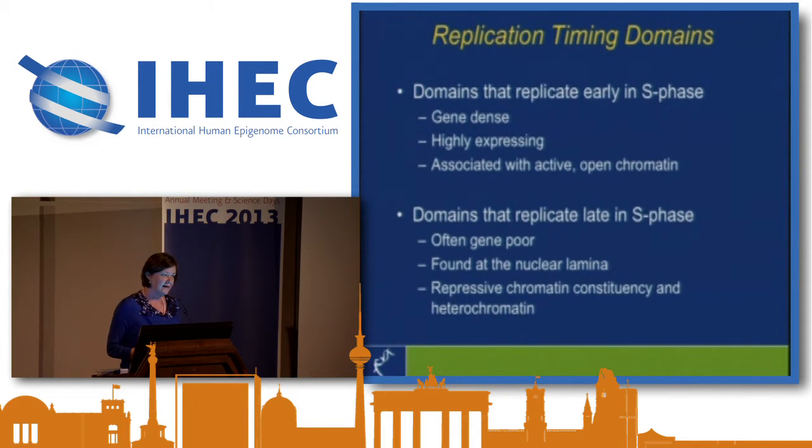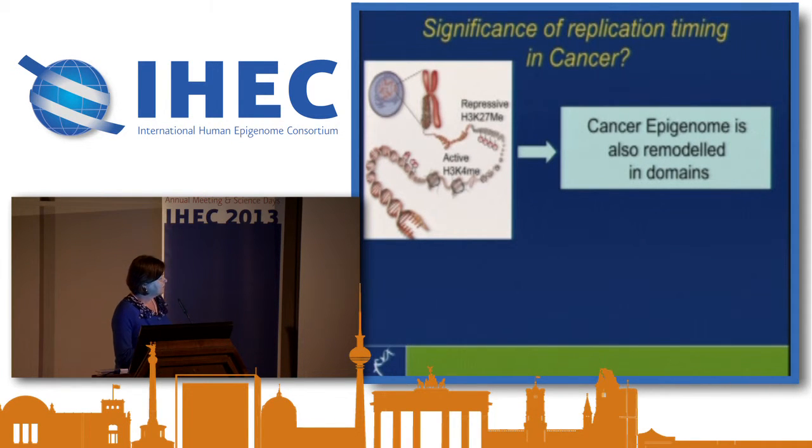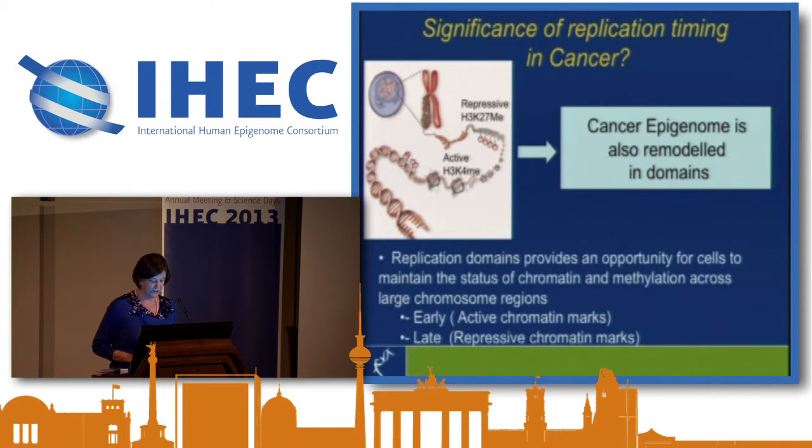What's interesting about this demarcation of replication timing is that the domains that replicate early in S phase are commonly gene dense, highly expressing genes, and associated with active and open chromatin. Whereas the domains that replicate late in S phase are commonly gene poor, associated with the nuclear lamin, and again associated with repressive chromatin. This was very similar, we thought, to the domains that we were identifying in cancer. As I described earlier, we found domains that had either repressive or active marks associated with a change in their gene expression.